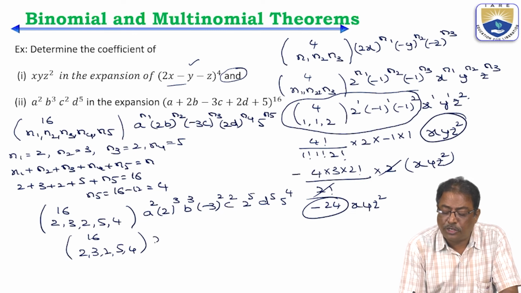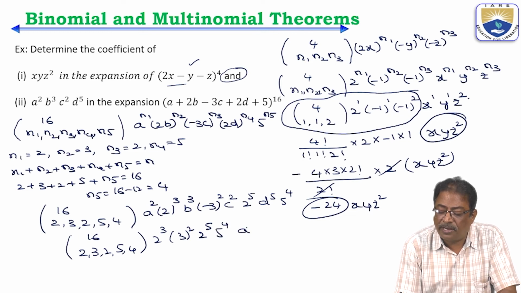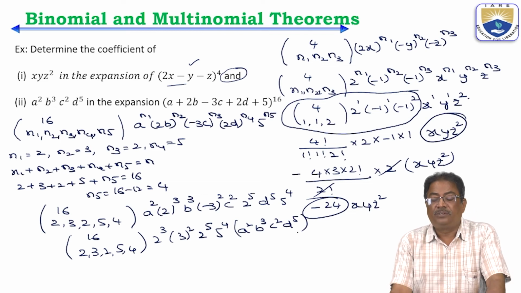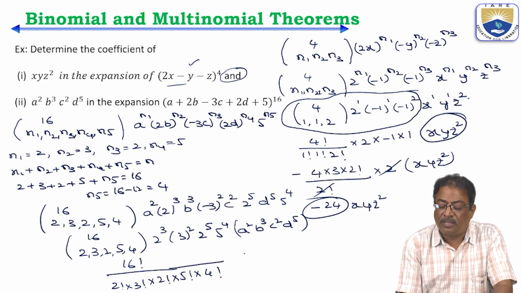Then this is 2 cubed, minus 3 square, next 2 to the power of 5, next 5 to the power of 4. Then the remaining is a square, b cubed, c square, d to the power of 5. So the quotient is this. It is 16 factorial by 2 factorial into 3 factorial into 2 factorial into 5 factorial into 4 factorial, and 2 cubed, 8, 9 into 2 to the power of 5.